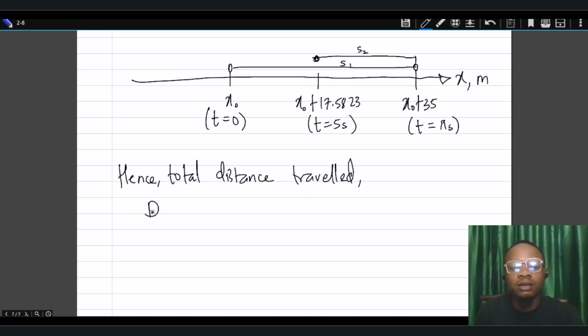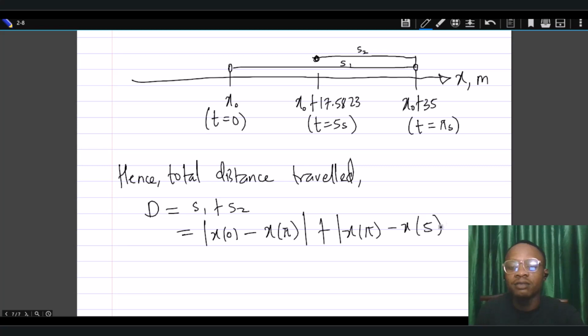Okay, D equals S1 plus S2. So that will be equal to the modulus of x at 0 minus x at pi, plus the modulus of x at pi minus x at 5. So this is going to give us x at 0, that is x naught, minus x at pi. x at pi is x naught plus 35.